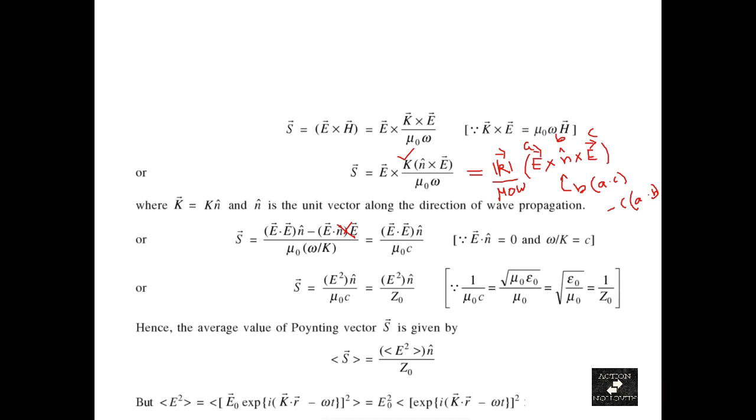So E square n cap over mu naught C, and this is basically Z naught. 1 over mu naught C is 1 over Z naught. We worked that out earlier. You can see the working out here too. So it's 1 over Z naught.